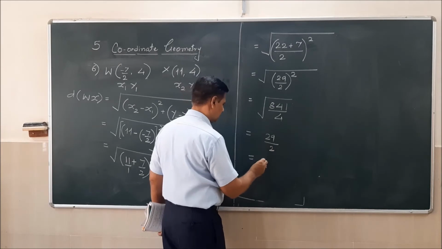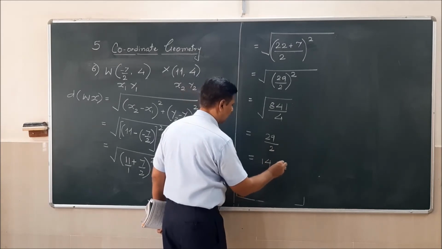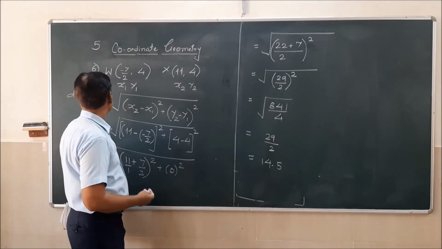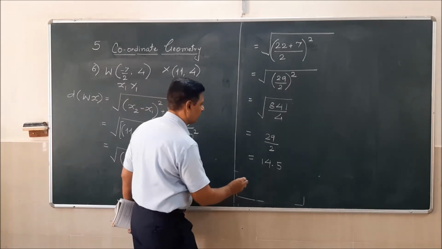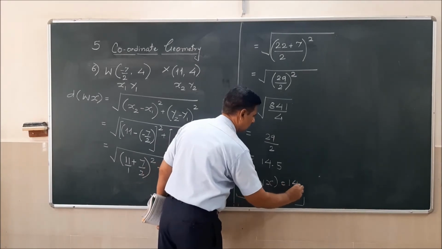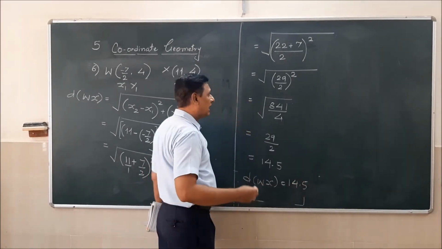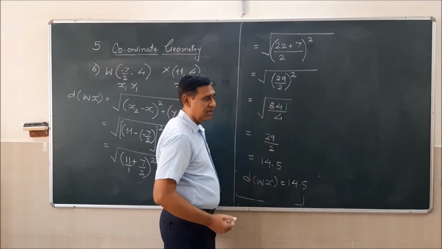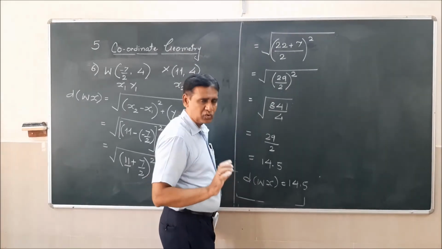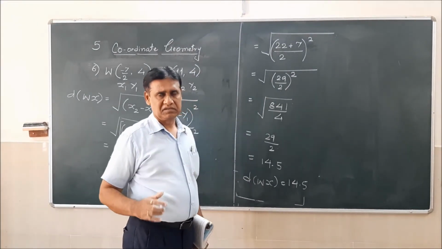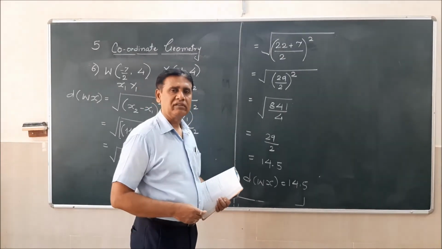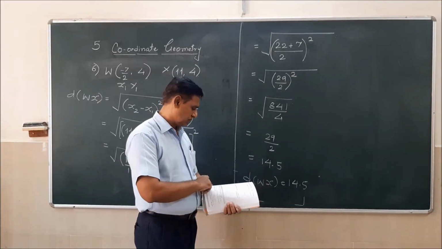So let's divide it. 2 ones are 2, 2 fours are 8, and 2 fives are 10. So this is how we will get the answer of this distance. It is 14.5. You may think in this way: if instead of squaring this, I would take the square root of this straight away as 29 upon 2, you are absolutely correct. In that case also, you would have got the same answer as 14.5.